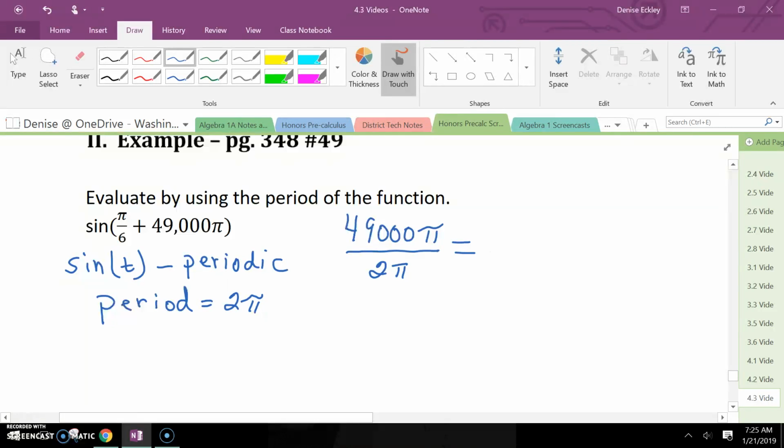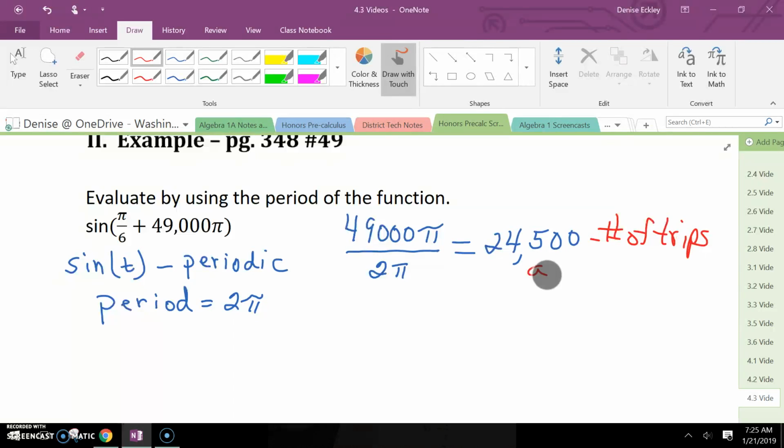And what we find out is this comes out to be an integer, which is 24,500. So that represents the number of trips around the unit circle. So we are going to go the whole way around the circle 24,500 times.